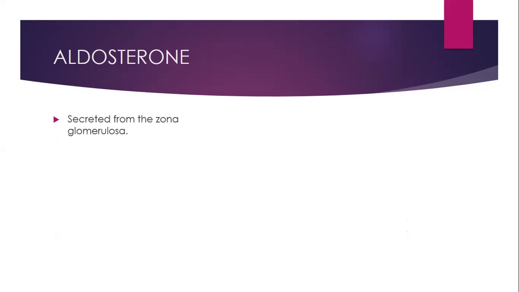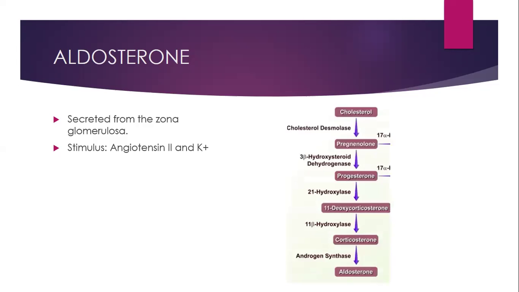So aldosterone is usually produced from the zona glomerulosa, as we had seen before, and the stimulus for production of aldosterone is usually angiotensin 2 and potassium ions. So in the pathway that we have to the right, we can see cholesterol being converted to pregnenolone, of course the rate limiting step. After forming pregnenolone, we can form progesterone using the enzyme 3-beta-hydroxysteroid dehydrogenase, which can go further down to a point where we produce aldosterone. This enzyme is supposed to be aldosterone synthase, not androgen synthase. Sorry for that.